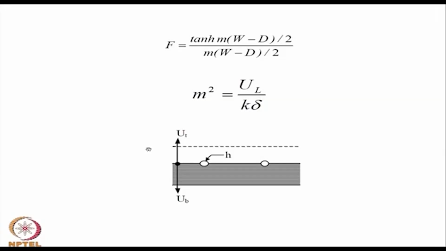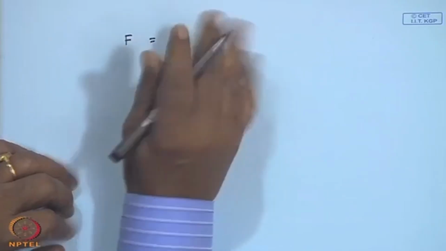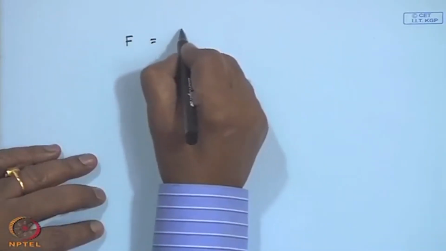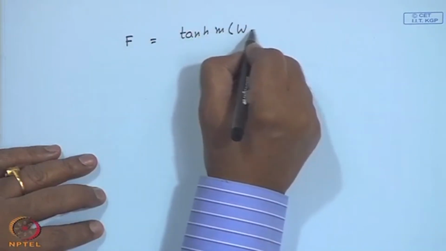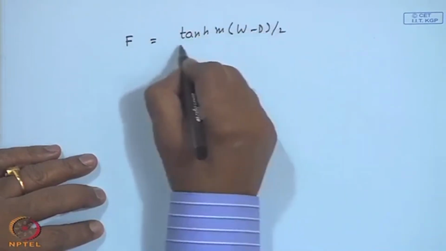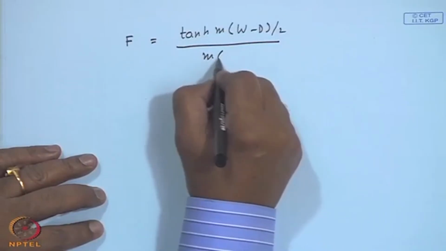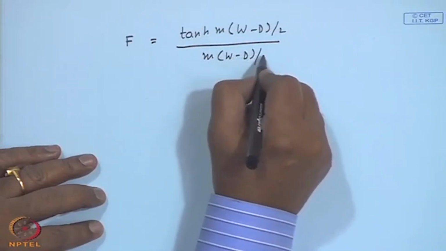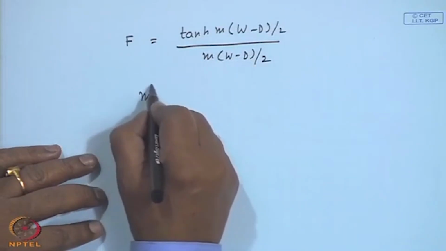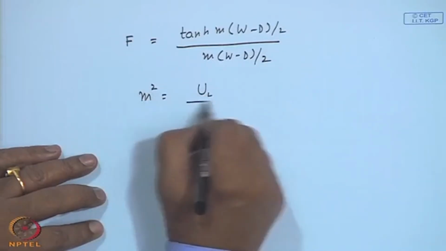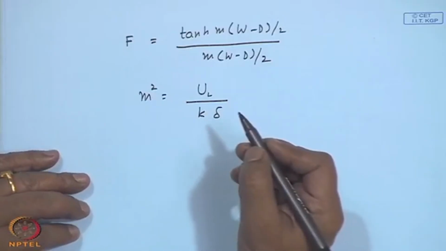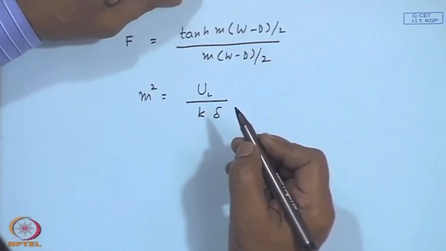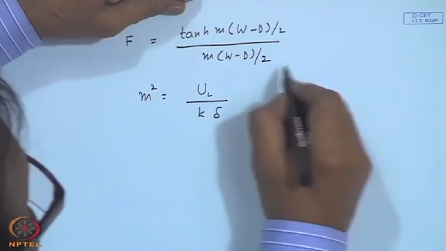F dash is a different expression: tanh m into (W minus D) by 2, divided by m into (W minus D) by 2, where m squared is UL by K delta. Okay. So what we had done, we will call arrangement 1, this is arrangement 2, and we will go to arrangement 3.